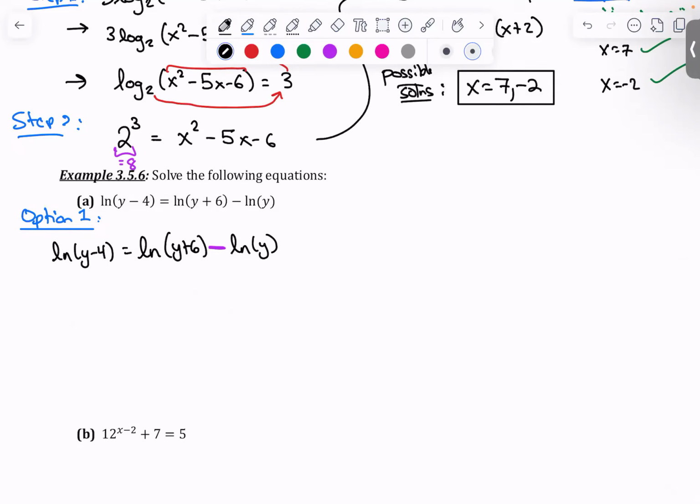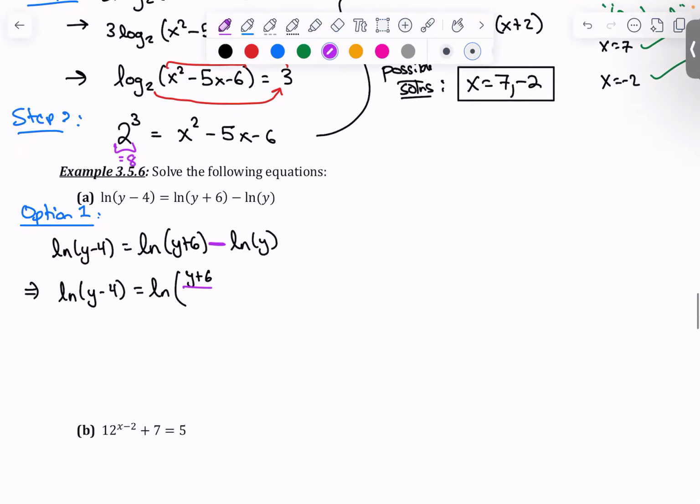Well, if I do that, subtraction on the outside becomes division on the inside. That's one of the other properties of logarithms. If you want to condense them, anything that is negative or subtracted goes into a denominator. Anything that's positive or added goes into a numerator. So we can do that. We can write this as natural log of y minus 4 is equal to natural log of y plus 6 divided by y.